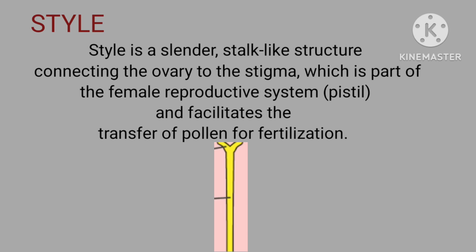Now let's talk about style. The style is a slender stalk-like structure connecting the ovary to the stigma, which is part of the female reproductive system and facilitates the transfer of pollen for fertilization. As you can see in the picture, the long stalk-like structure.